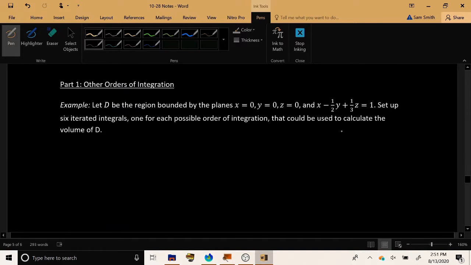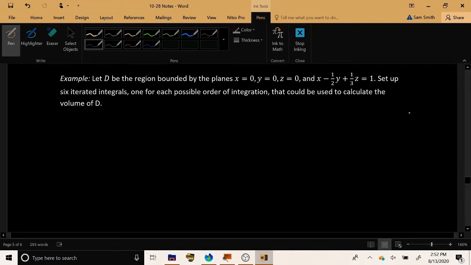Let's do one more example, somewhat lengthy, where we treat other orders of integration. Let capital D be the region bounded by the planes x equals 0, y equals 0, z equals 0, and the plane x minus 1/2 y plus 1/3 z equals 1. Set up 6 iterated integrals, one for each possible order of integration. Now we've got a lot of work to do here.